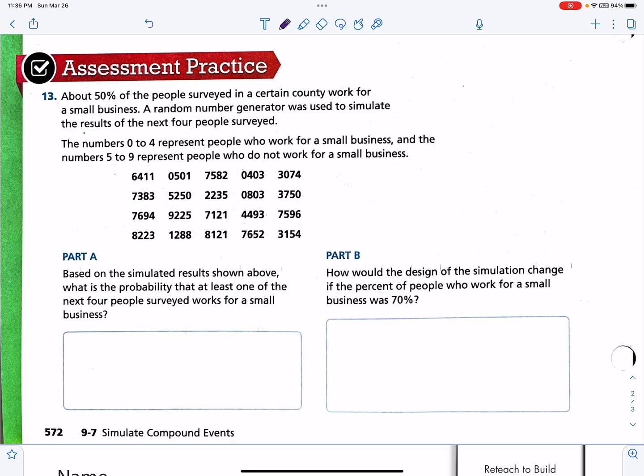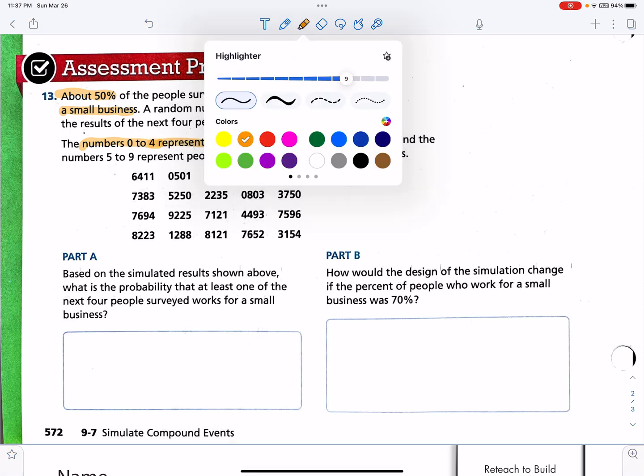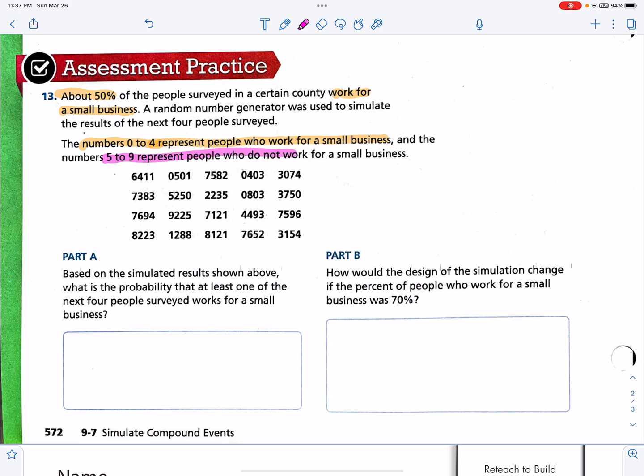All right, this section here, it says about 50% of the people surveyed in a certain county work for a small business. So they're giving you this information. A random generator was used to simulate the results. They're saying numbers 0 to 4 will be people who work for small businesses, and then 5 to 9 do not work for small businesses. If you want to pause it right now and try A and B on your own and then check with me, go for it. That'll be good practice for you. All right, let's see how you did.